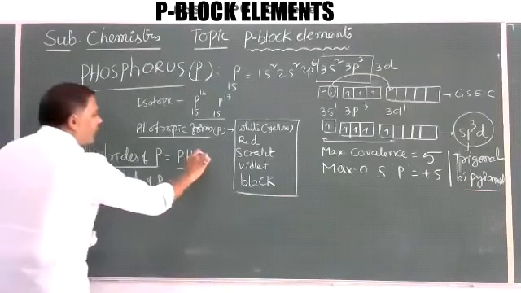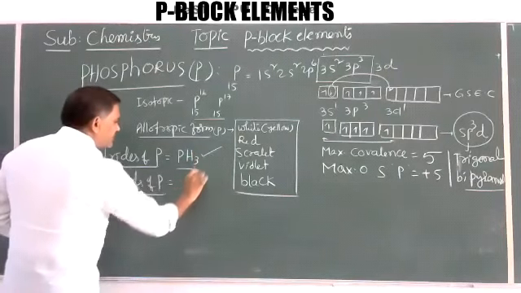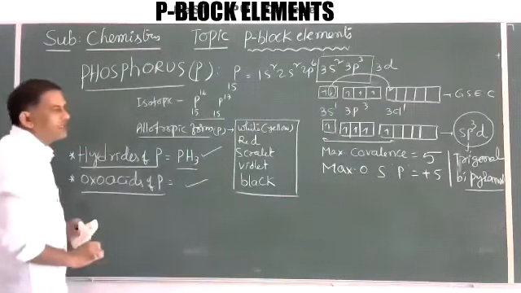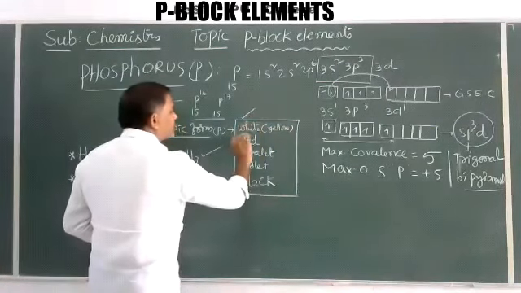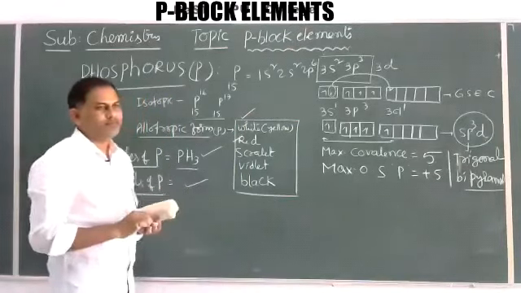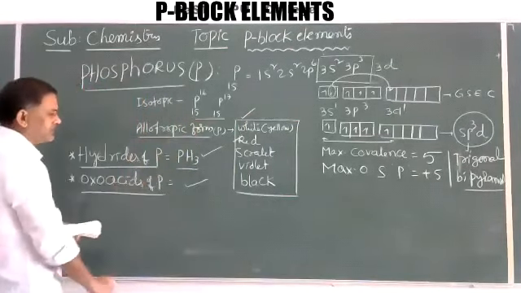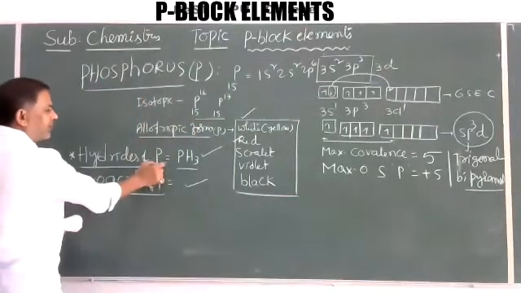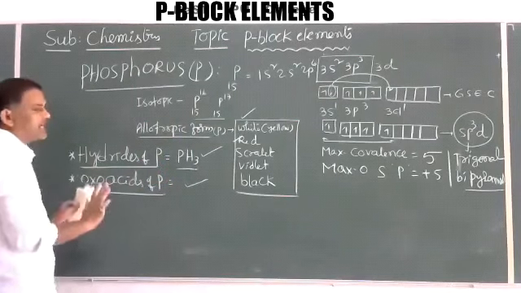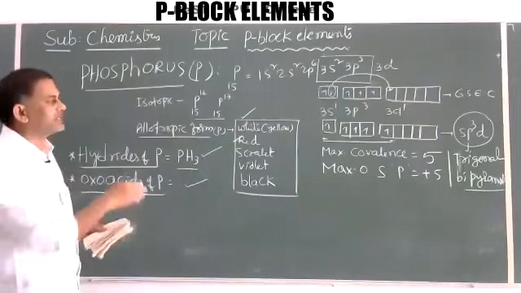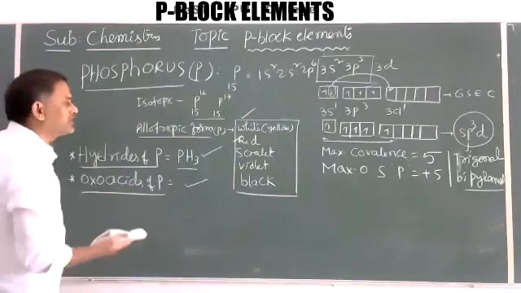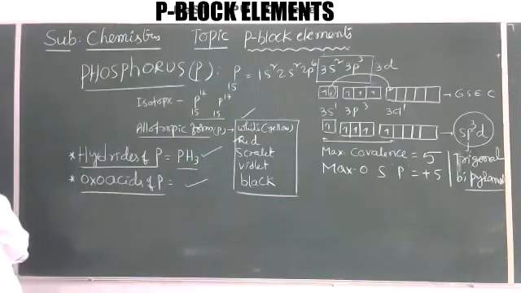To explain the hydrides and oxoacids of phosphorus, we want the story about white phosphorus and red phosphorus first. After that, the preparation method of the hydride of phosphorus, then the oxoacids. This is the complete explanation about phosphorus. First, we'll discuss white and red phosphorus.